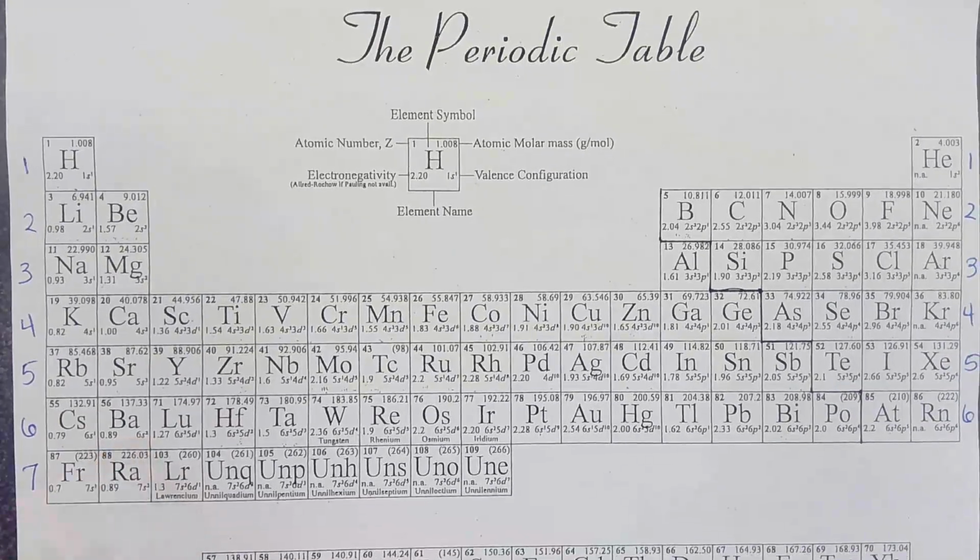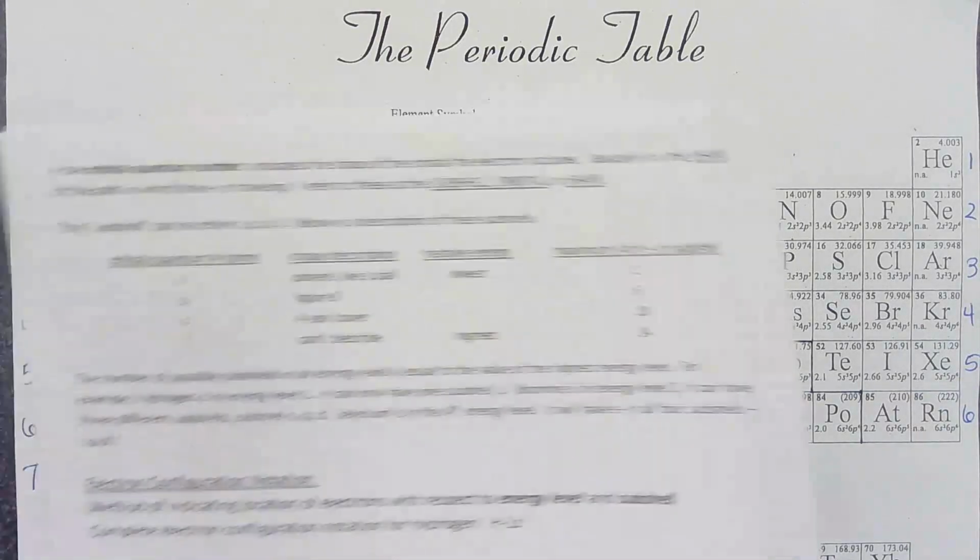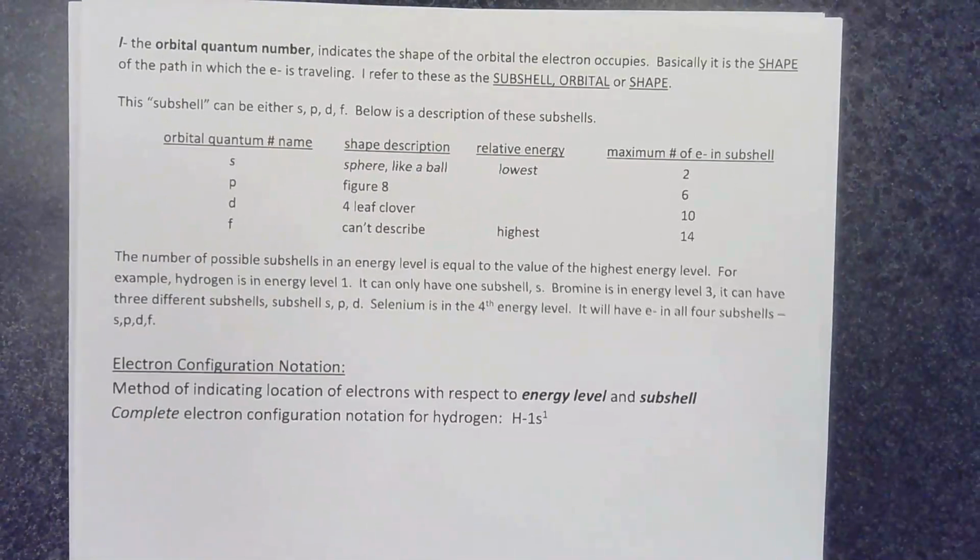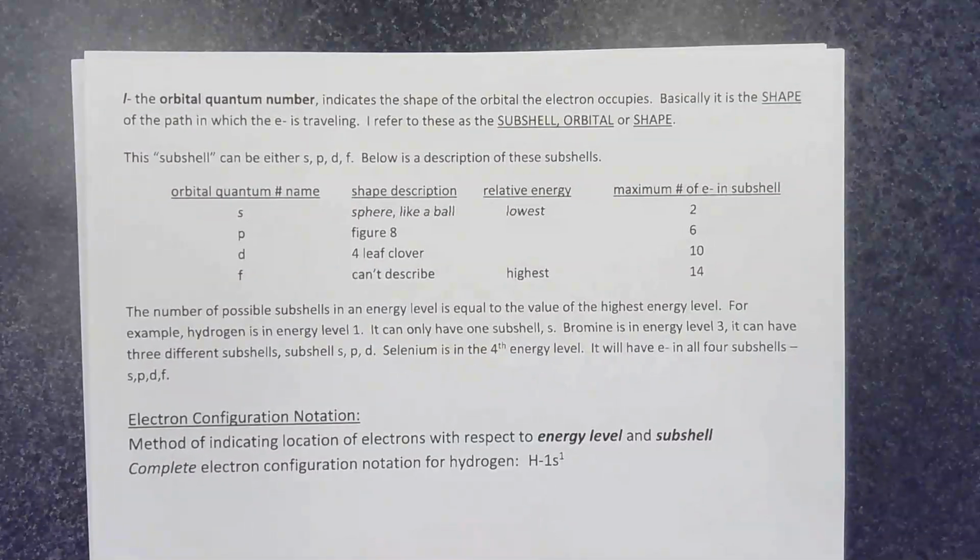Everybody gets that, okay? So now that's energy level, distance from the nucleus, and what are they doing? What are they doing in that space? What they are doing in that space is called the orbital quantum number. So the orbital quantum number indicates the shape of the orbital the electron occupies. Basically, it is the shape of the path in which the electron is traveling.